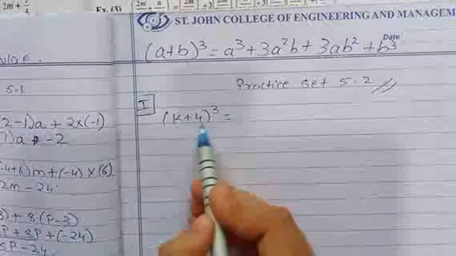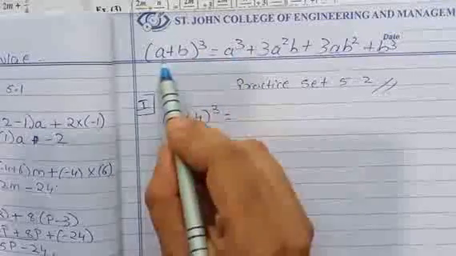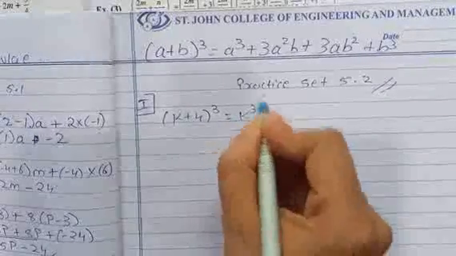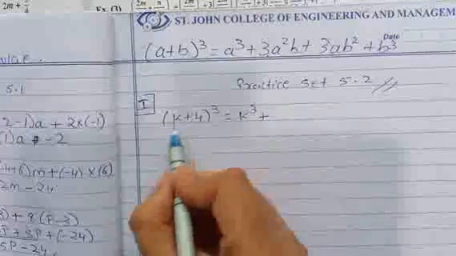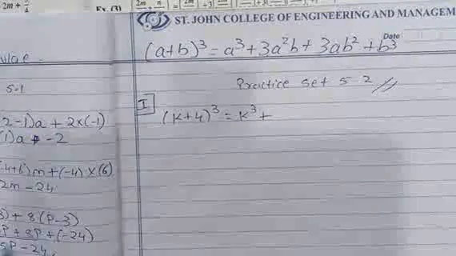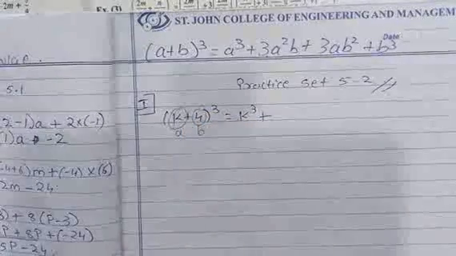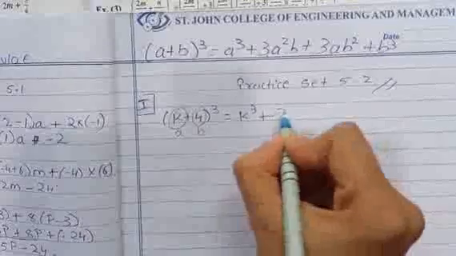When you consider it this way, (a plus b) the whole cube is nothing but a cube first. So here, k cube plus 3a square b. I am just marking it with the pencil so that you may understand this is a and this is b. If you get confused, students, mark it like this. And then what you have to do is just 3a square b.